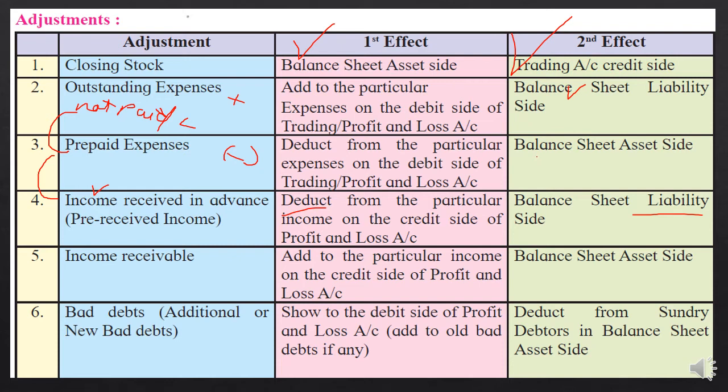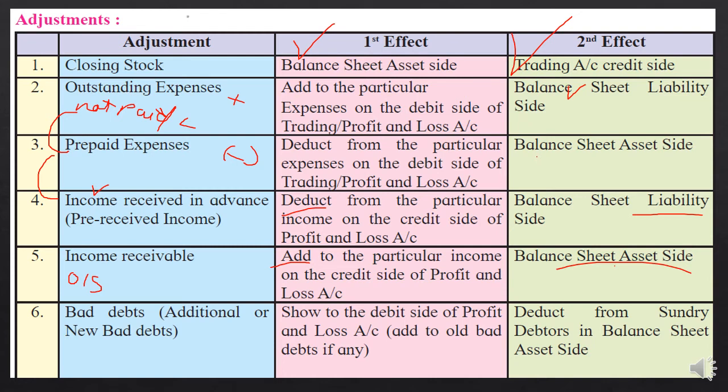Income receivable: any income which is outstanding, means it is your income for this year but it is not received, it is receivable, so it will be added. If the income is increasing, it is added, so it is an income or good thing for the business. So the second effect will go through the asset side.